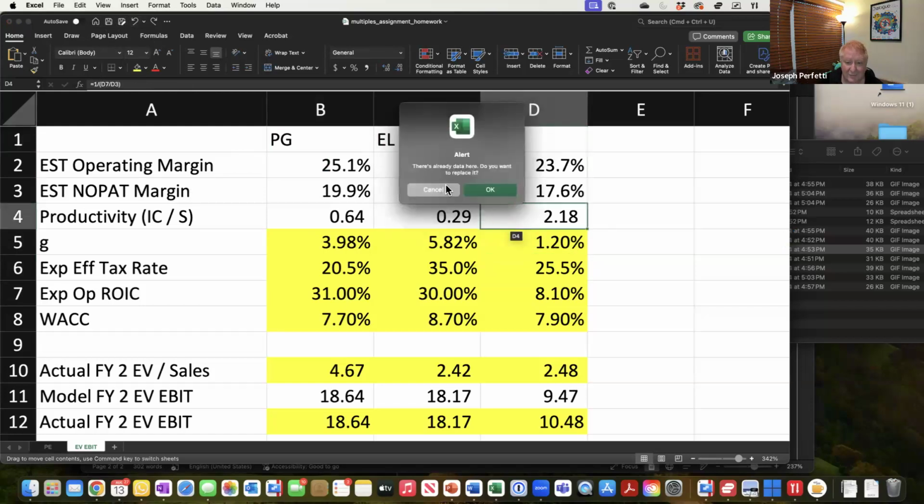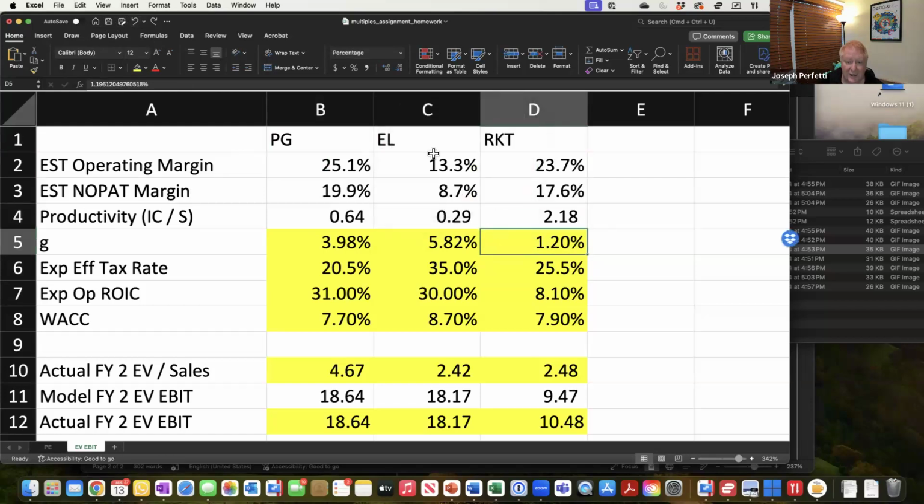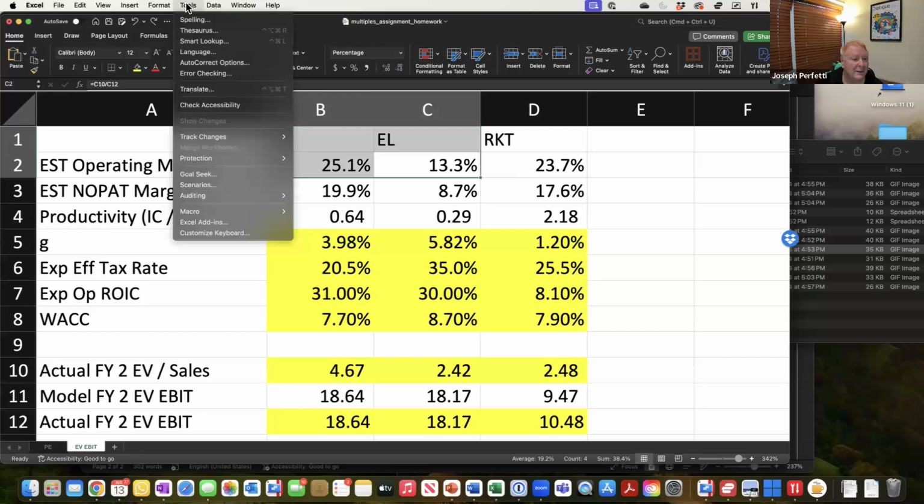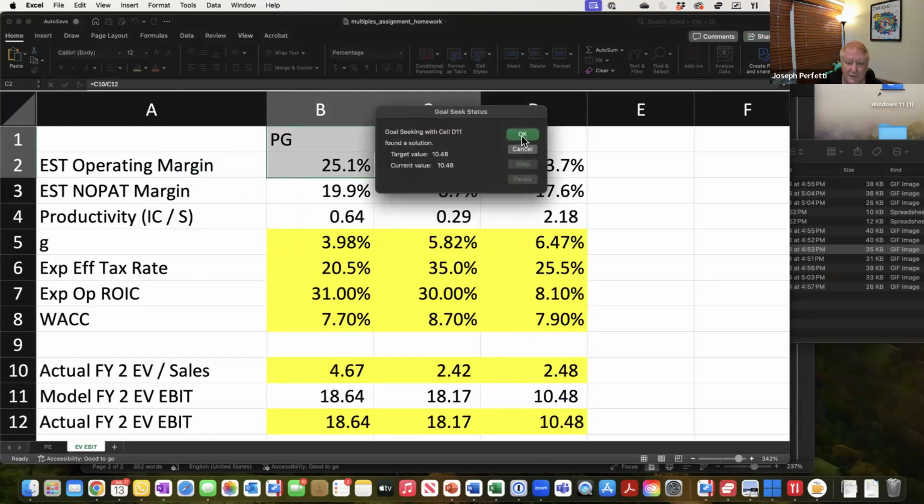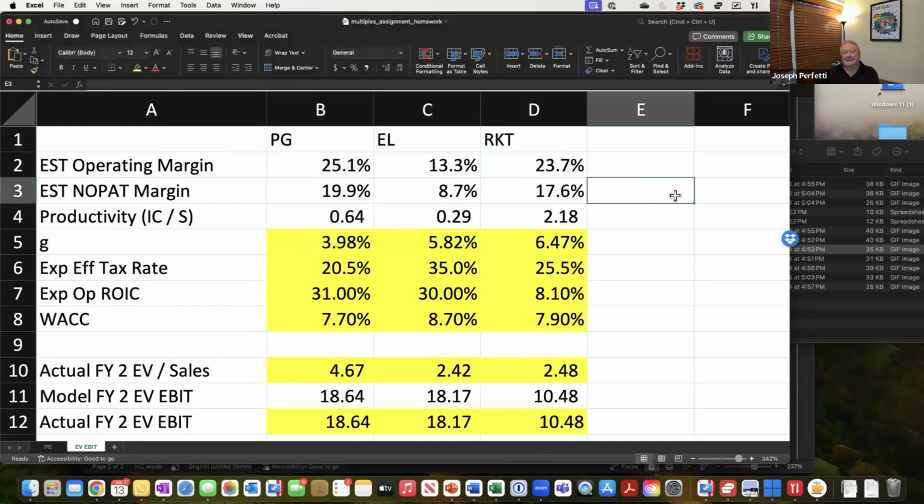In fact, I don't even know if it will goal seek. I didn't try. If I go 8.1 and I goal seek, set my EV to EBIT to 10.48 by changing the G, I'd probably have to get something like that, which is possible. But here's the interesting thing.